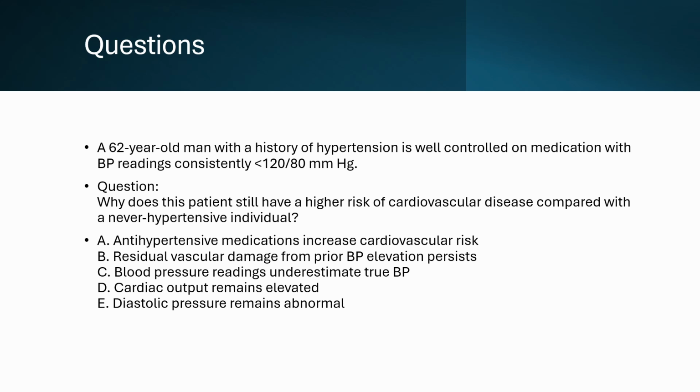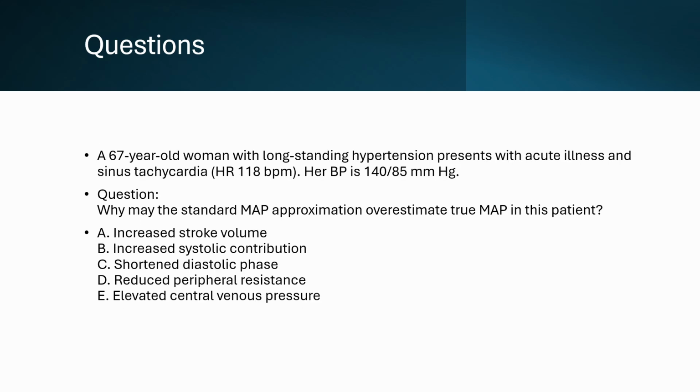The answer is Bravo. A 67-year-old woman with long-standing hypertension presents with acute illness and sinus tachycardia. Her blood pressure is 140 over 85. Why may the standard MAP approximation overestimate true MAP in this patient? And the answer is Charlie.